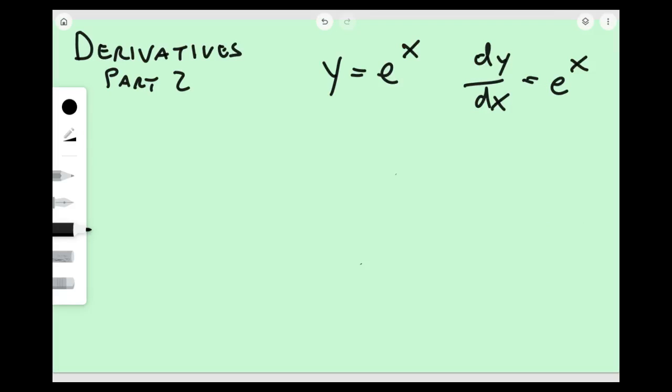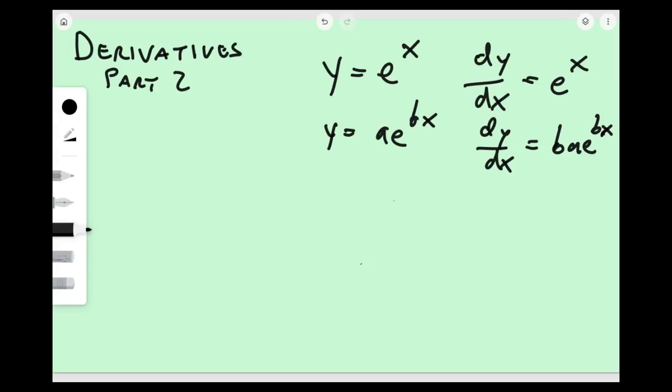And we should make that a little more general. We could put a times e to the bx. And then if we take dy dx, it's just b times a e to the bx.